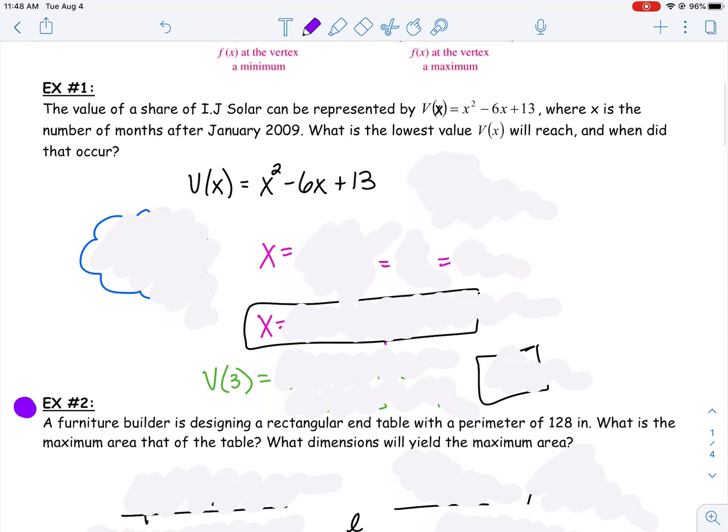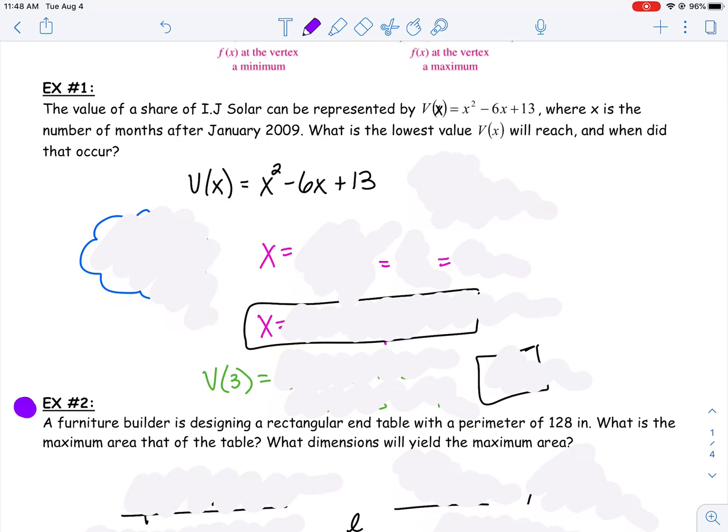In example number 1, it says the value of a share of IJ Solar can be represented by this function, V of x equals x squared minus 6x plus 13, where x is the number of months after January 2009. So if we were to say x equals 1, then that would be February 2009, and so on. What is the lowest value of V of x that it will reach, and when did that occur? So what is the lowest value, the minimum, and when will that occur, right?